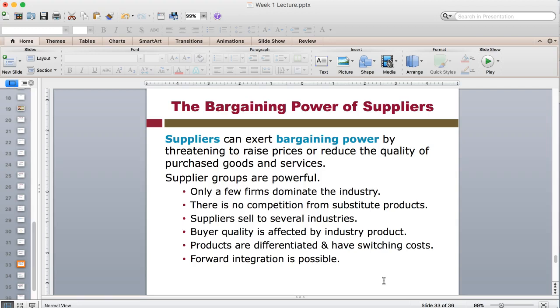And so suppliers have a lot of power when there's only a few firms dominating the industry. You can't really switch off of their product to something else. They have a supplier group like OPEC, and basically they control your lifeblood, because without them, you can't make your product or service. In a weird way, Google is a huge supplier to companies, or Amazon.